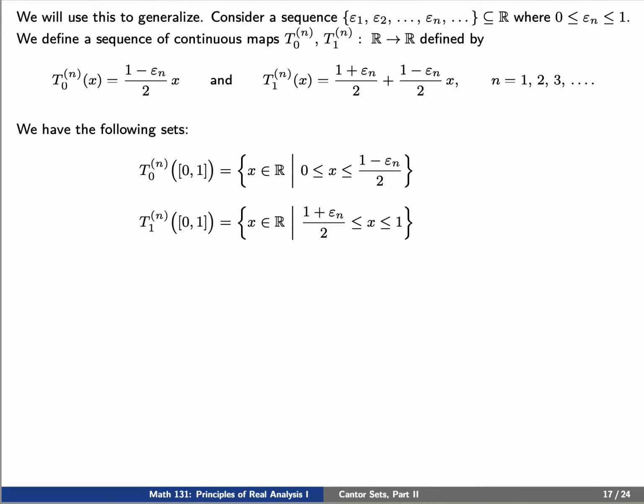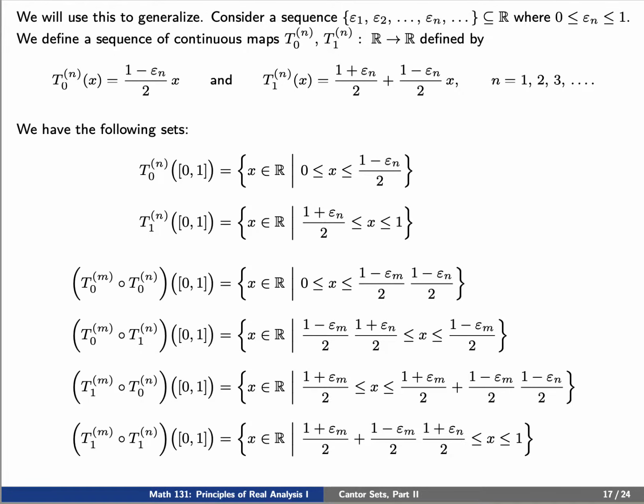Similar to what we did before, we have now these images where T0 to the n looks like we're squishing everything to the left, and T1 to the n looks like we're squishing everything to the right. We can now consider the compositions of these, and we see that we actually have four intervals, just like what we would expect for the Cantor set.